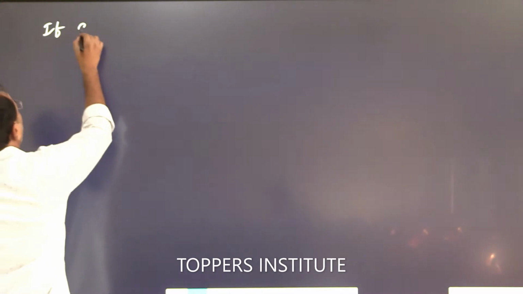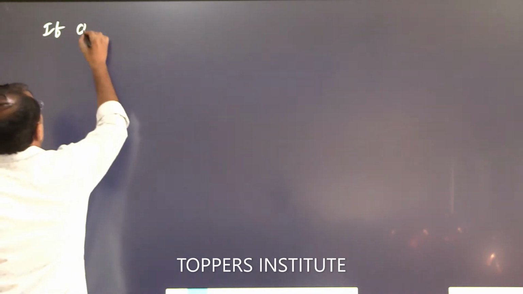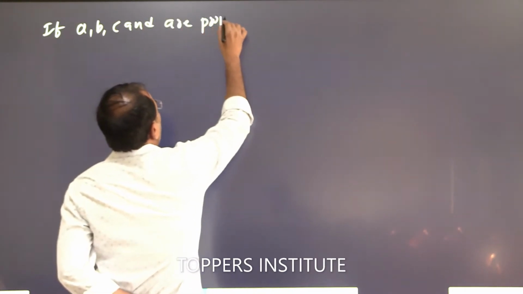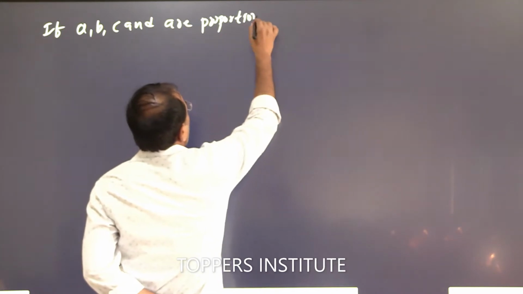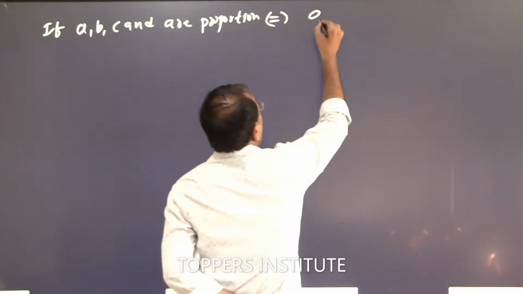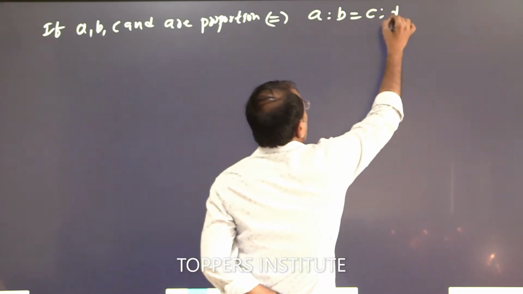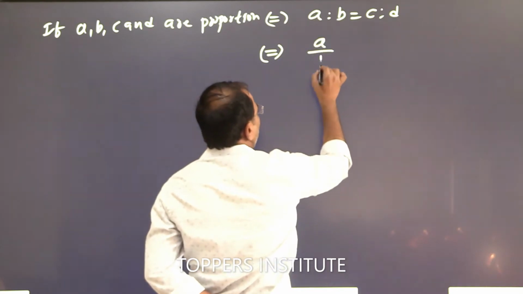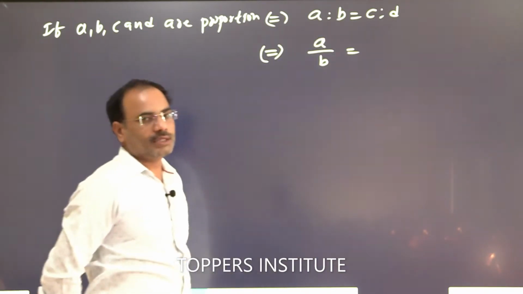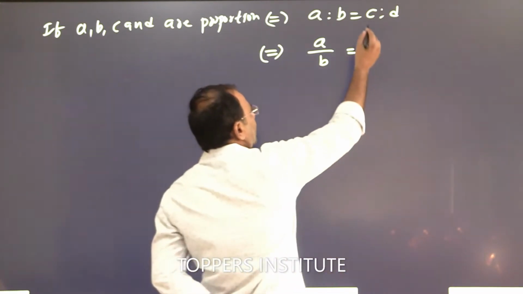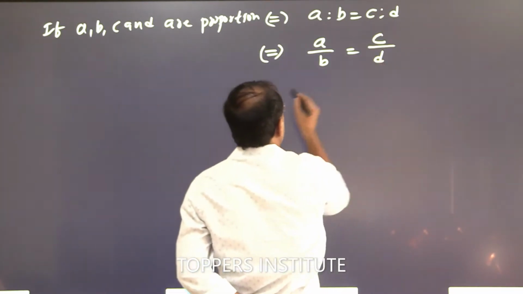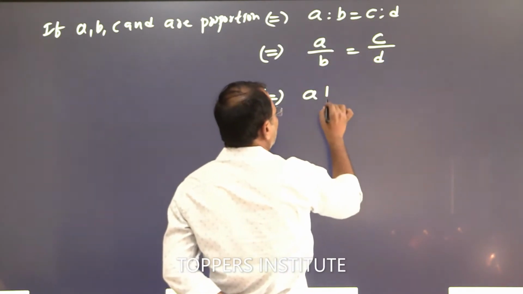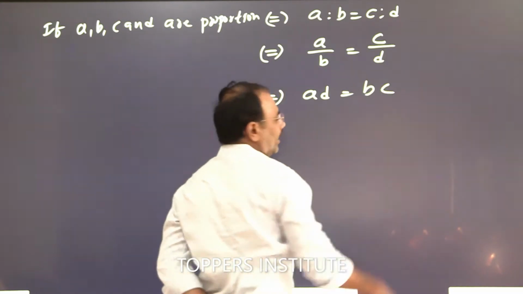If A, B, C and D are in proportion, then if and only if you can write A is to B is equal to C is to D. And you can write A is to B as A by B, as noted in the last class. If you have A is to B, then you can write A by B. In the same manner, C is to D can be written as C by D. Then this implies A into D, by cross multiplication, is equal to B into C. AD is equal to BC.